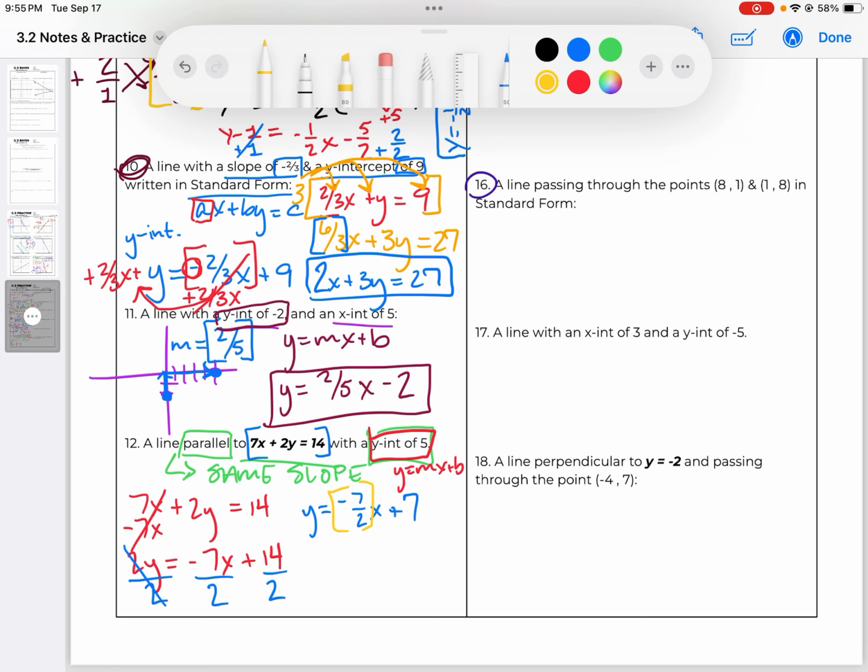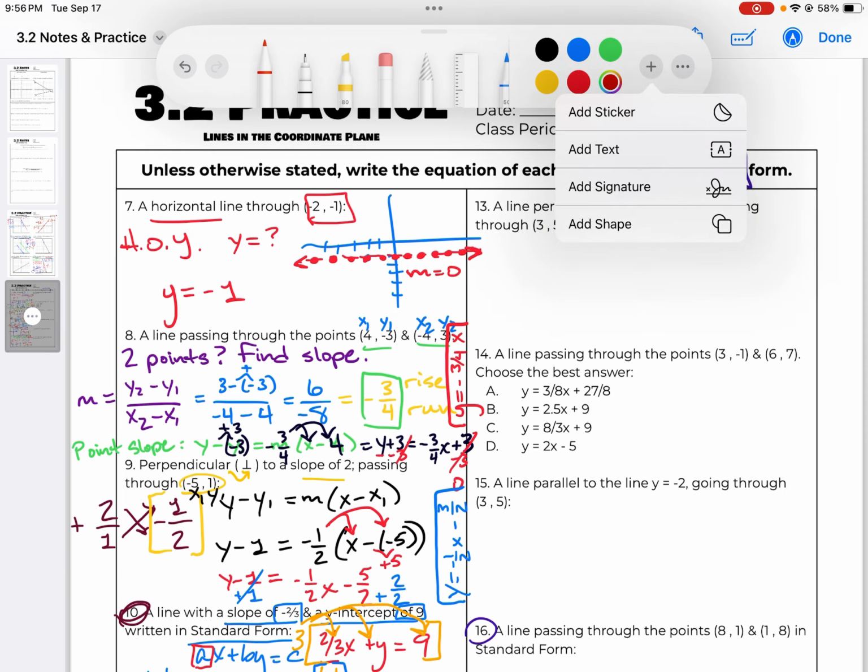Now, the line that the question is asking about is a line that's parallel to this one and has a different y-intercept. So the way I would write the parallel line would be y equals negative 7 over 2 x, y-intercept of 5. So these two lines are parallel. This one crosses the y-axis through positive 7. This one crosses the y-axis through positive 5 and is our solution.